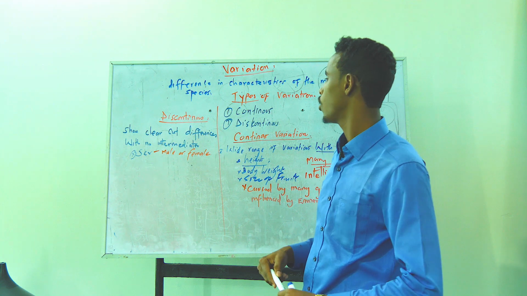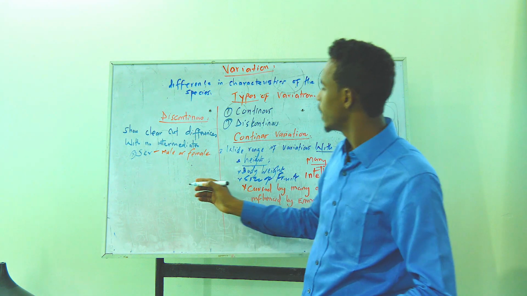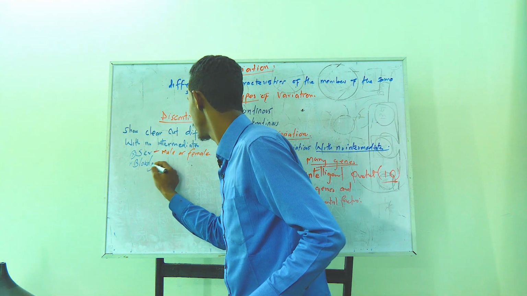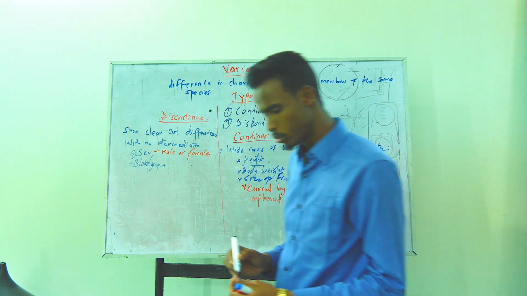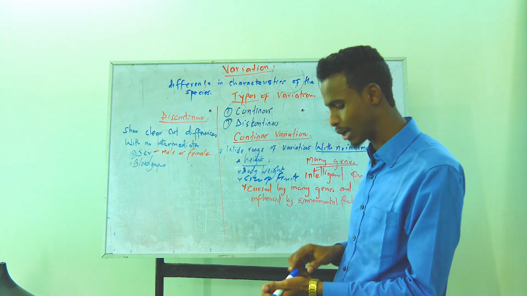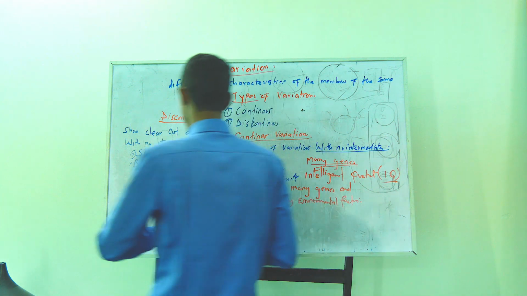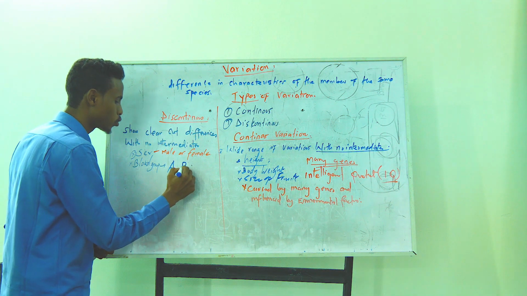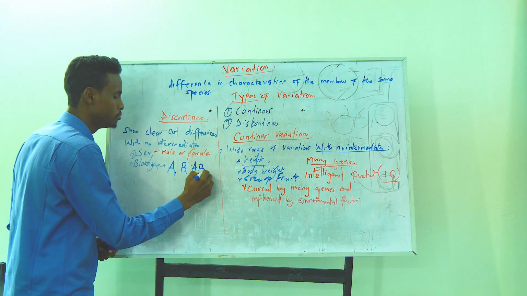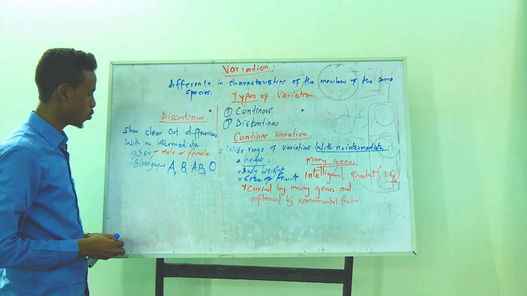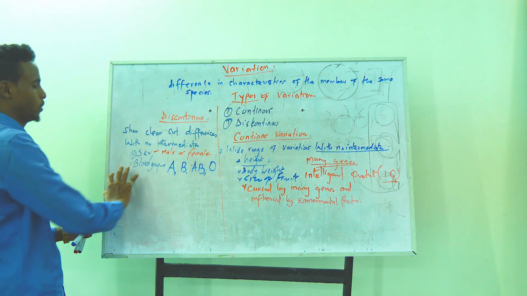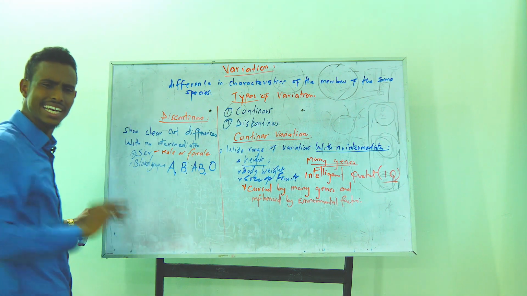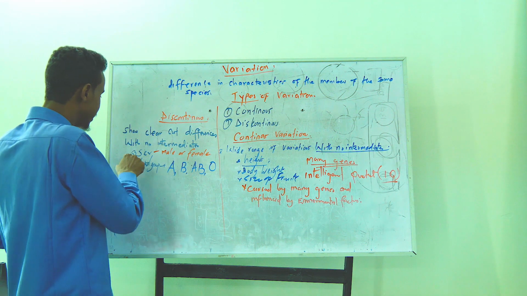Another good example of discontinuous variation is the blood group. How? Because an organism can belong to one of four blood groups. An organism can be of blood group A, blood group B, blood group AB, or blood group O. There's nothing apart from this. An organism can either be of blood group A, B, AB, or O. That's a clear-cut difference with no intermediates, the same way as the sex.